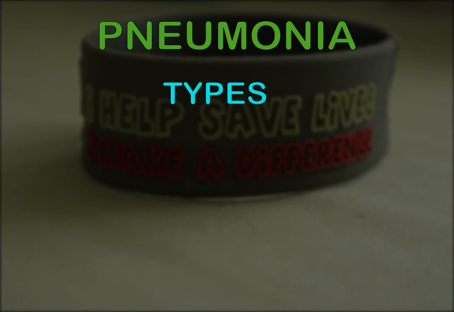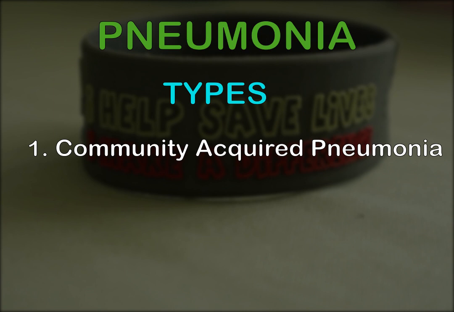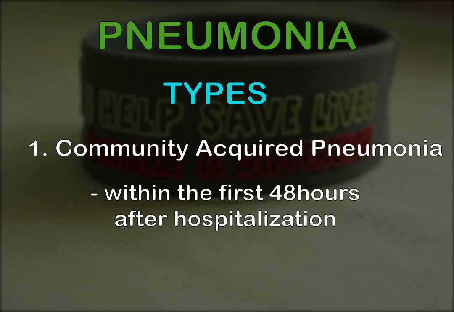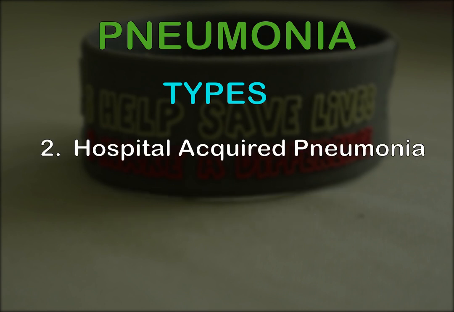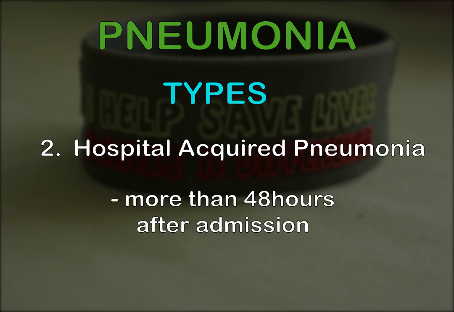We have 4 types of pneumonia. First, we have community-acquired pneumonia. From the name itself, the infection was acquired in the community setting, or within the first 48 hours after hospitalization. Second, hospital-acquired pneumonia. They also call it nosocomial infection because the infection was acquired in the hospital or other healthcare facility. The onset of symptoms is more than 48 hours after admission.